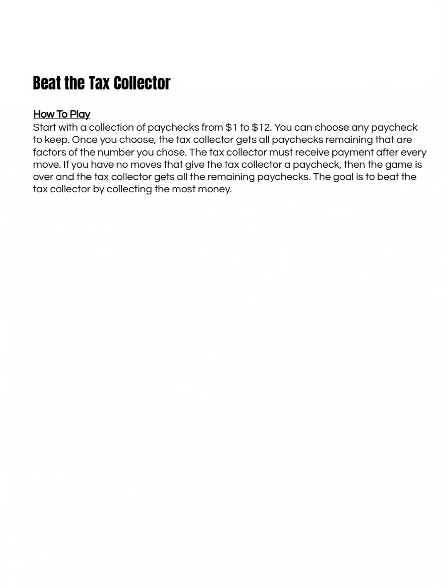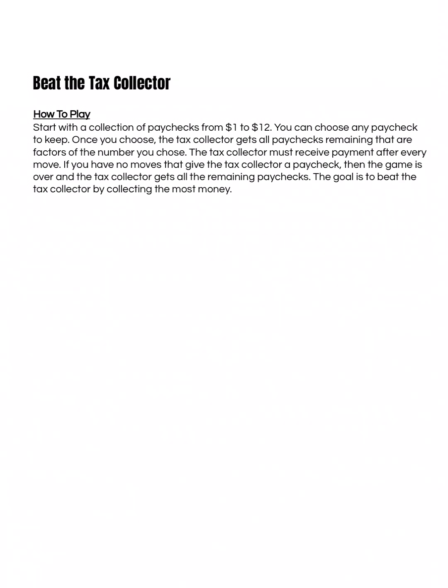So first, let's read the problem and work to understand the problem. How to play: Start with a collection of paychecks from $1 to $12. You can choose any paycheck to keep. Once you choose, the tax collector gets all the paychecks remaining that are factors of the number you choose. The tax collector must receive payment after every move. If you have no moves that give the tax collector a paycheck, then the game is over and the tax collector gets all the remaining paychecks. The goal is to beat the tax collector by collecting the most money.